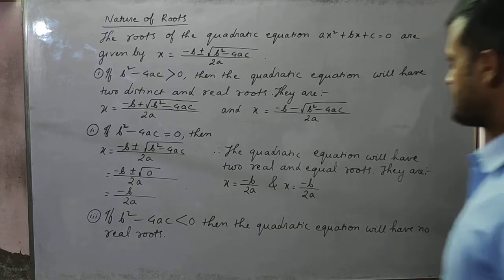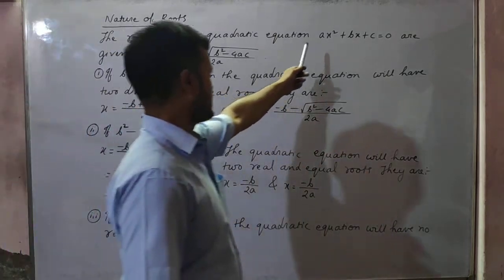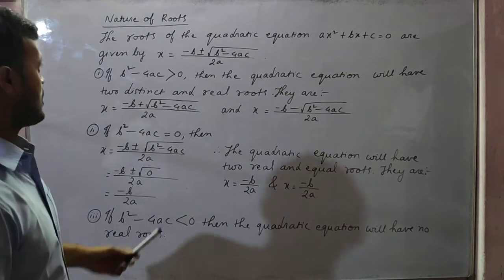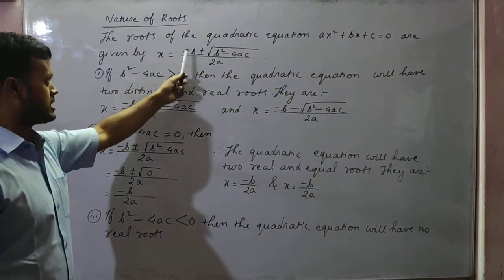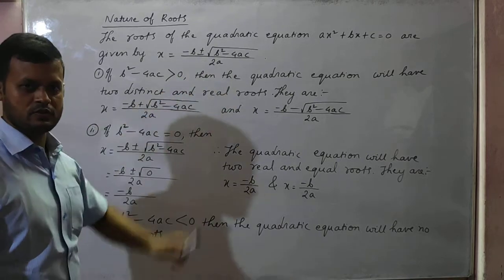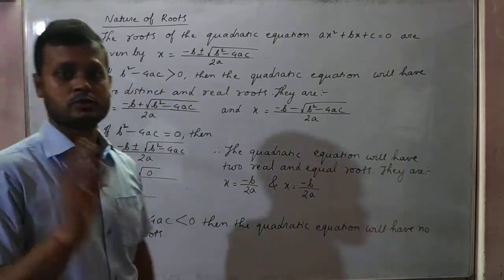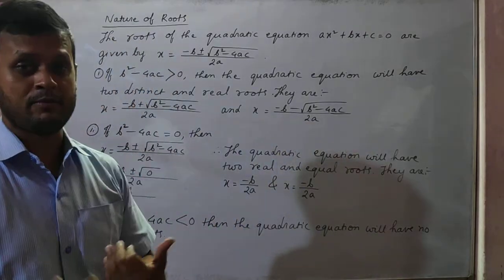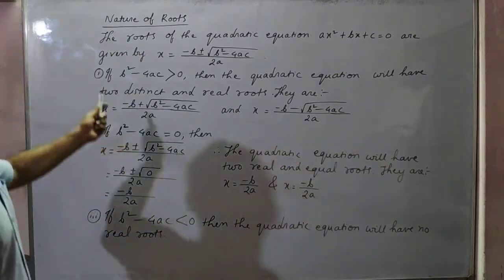So students, nature of roots. The roots of the quadratic equation ax square plus bx plus c is equal to 0 are given by x is equal to minus b plus minus root over b square minus 4ac by 2a, isn't it? We got this already, isn't it? Now students, we are going to find out the ways with the help of which we will be able to determine the nature of roots. Okay, so let us see one by one.